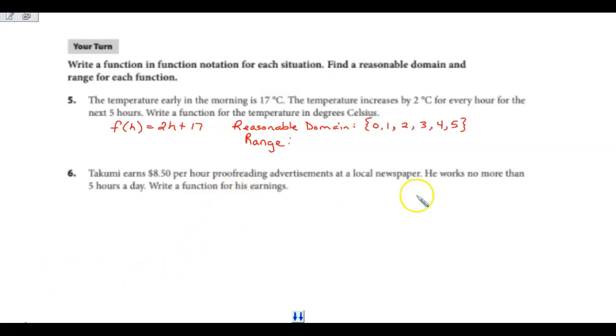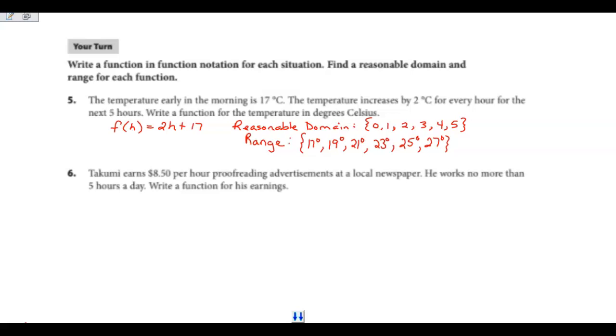So our reasonable domain should be 0, 1, 2, 3, 4, and 5 because it's asking for the next 5 hours. That's why we don't need to go beyond that. However, if no time passes, we also need 0. So that's why that's also included. Now that we've found our reasonable domain, let's find our range. And you should have gotten the following range of 17 degrees, 19 degrees, 21 degrees, 23 degrees, 25 degrees, and 27 degrees, all in Celsius.